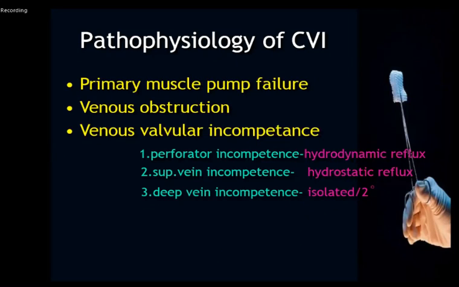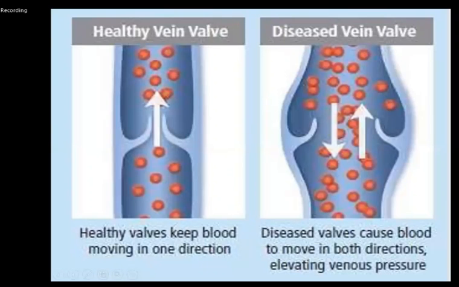So now if we come to the pathophysiology of chronic venous insufficiency, there are 3 mechanisms in its formation. One is the primary muscle pump failure, the second one is venous obstruction, and the third one is venous valvular incompetency.